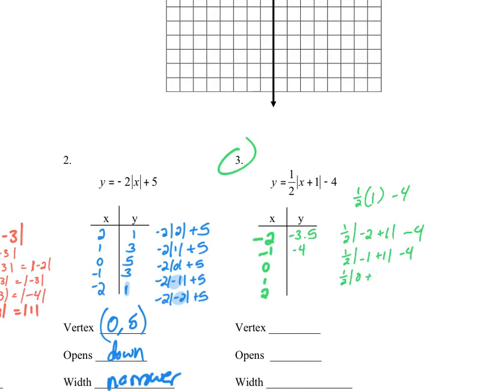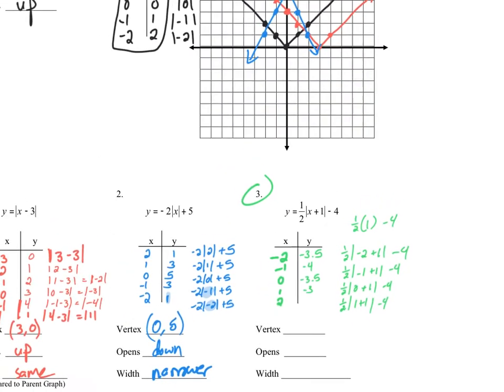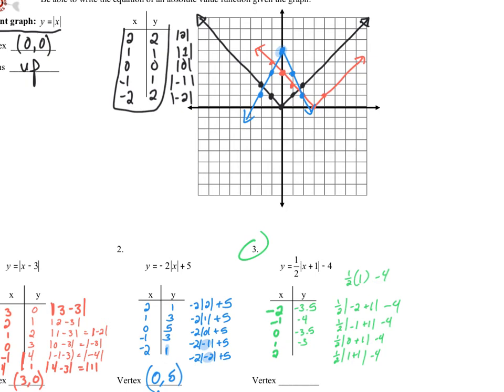Then we do 0 plus 1 in the absolute value. 0 plus 1 is 1. 1 times 1/2 is 1/2. And 1/2 minus 4 is -3.5. And then you keep going, you plug in 1 plus 1. So the absolute value of 1 plus 1 is 2. 2 times 1/2 is 1. 1 minus 4 is -3. And then you would keep plugging them in. But if we were to graph this, we have enough points to graph it right now.